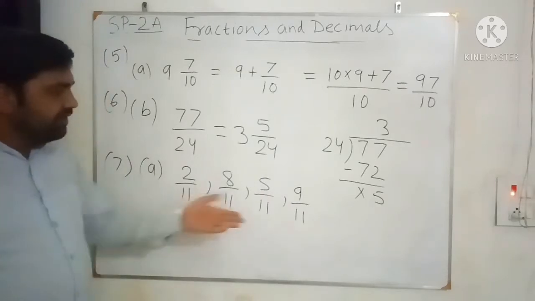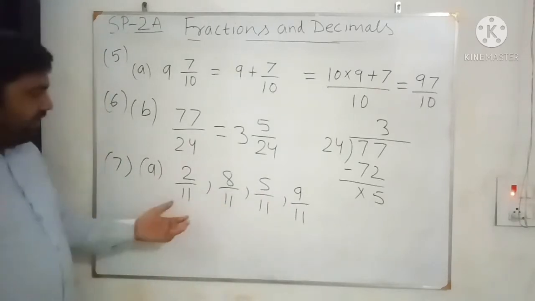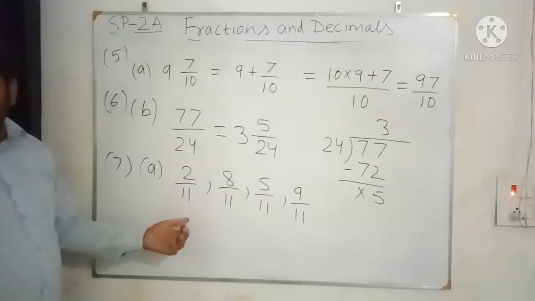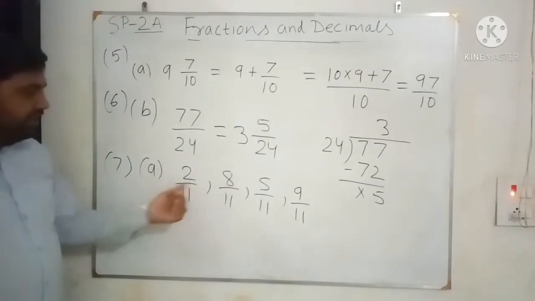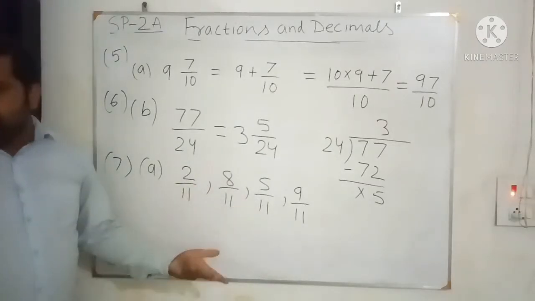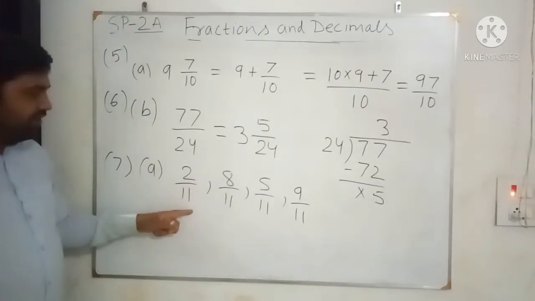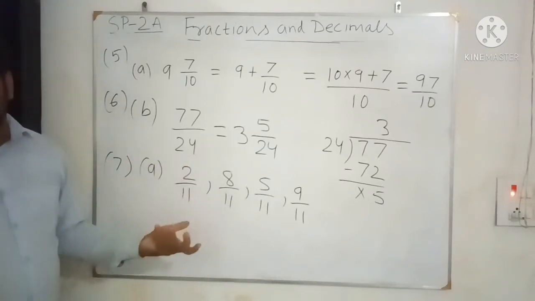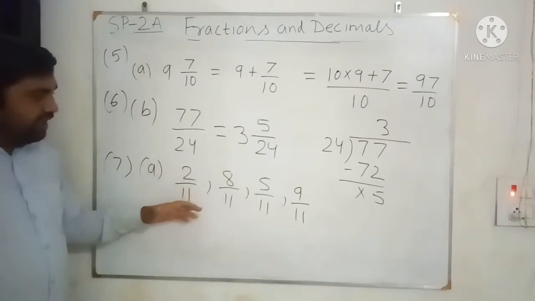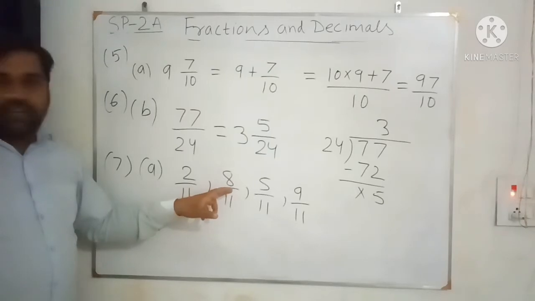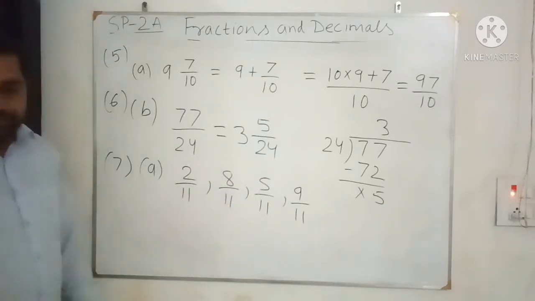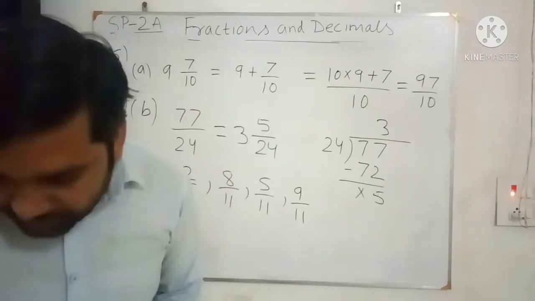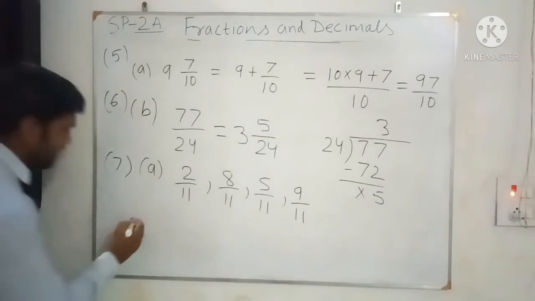So which is the largest and which is the smallest? For fractions having the same denominator, how do we compare? We compare their numerators because all the denominators are same. A fraction which has the smallest numerator, that will be the smallest fraction. And the fraction which has the largest numerator, that will be the largest value. So here you have to find the smallest value and the largest value.